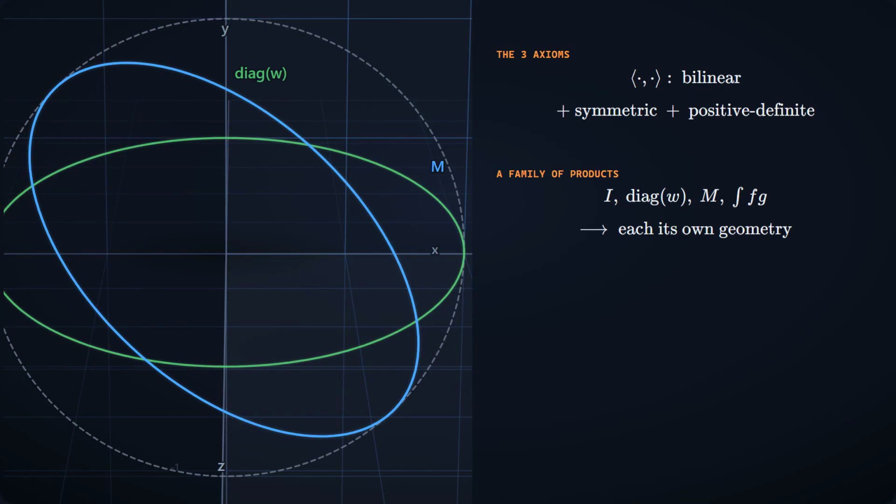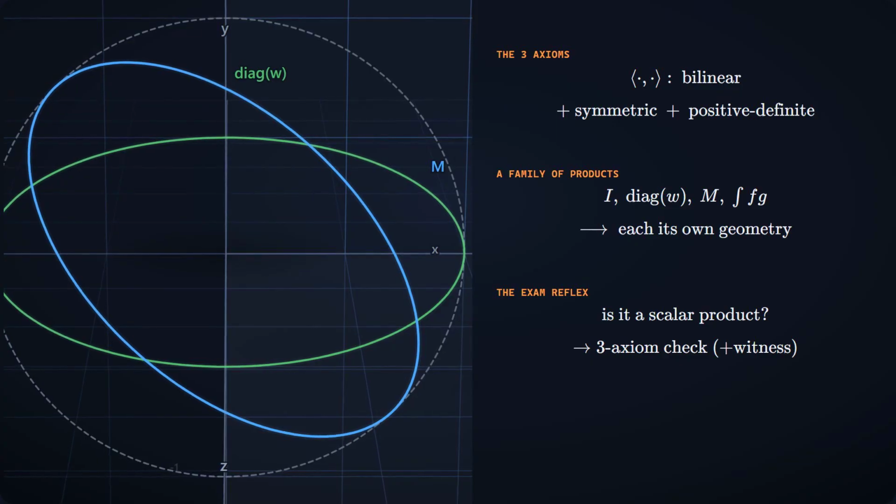Given a candidate, check the three axioms in order, and if one fails, name the vector that breaks it. A bowl passes, a saddle fails. Next, we squeeze the geometry back out of these axioms. The Cauchy-Schwarz inequality, the true angle between two vectors, and why the triangle inequality is forced to hold.